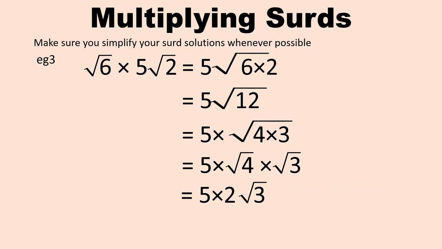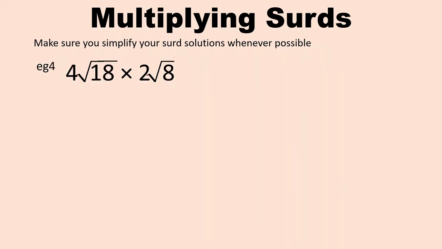I can multiply my rational parts together now. 5 times 2, that's 10. So my final simplified surd result is 10 root 3. Let's try another one and try to get a bit more interesting this time. So I've got two surd terms, and both those surd terms have both rational and irrational parts. So we'll start the same way as always. We'll do rational times rational and irrational times irrational.